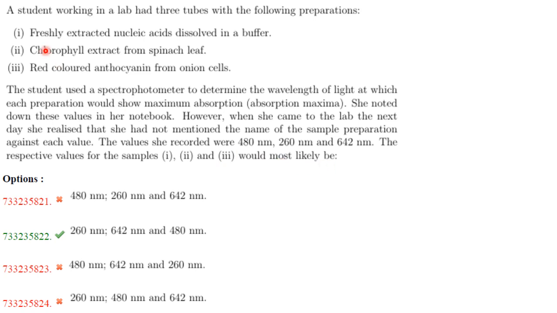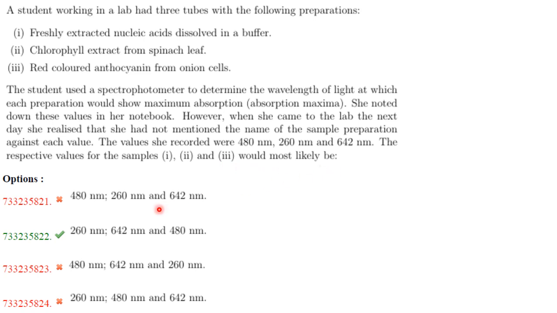So here the student had prepared samples of nucleic acid, chlorophyll extract and anthocyanin extract, and then had taken spectrophotometric readings. But she did not write the name of the sample preparation against each value. She recorded the samples at 480 nanometers, 260 nanometers and 642 nanometers. So what are the respective values for the samples 1, 2 and 3 would most likely be?